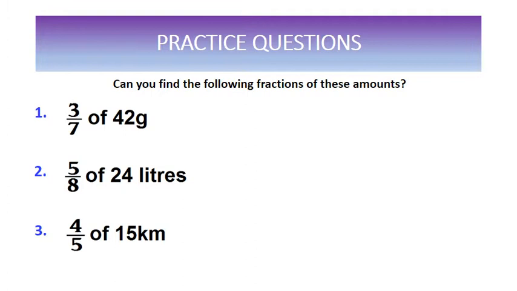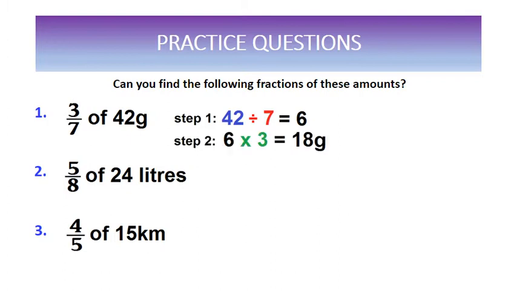So step one would be to take the 42 grams, divide it by 7, gives you 6. Step 2, you take the 6 and then you multiply it by the numerator of 3, and that gives you a final answer of 18 grams. Remembering, of course, that we need our units of measure in there, in this case grams.